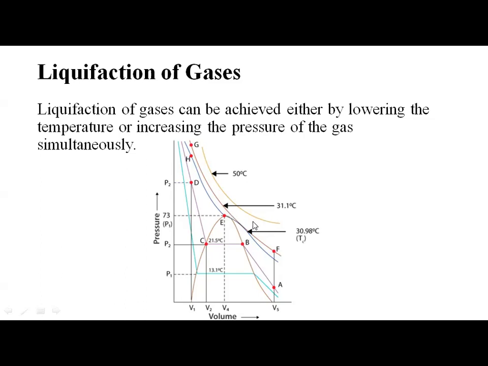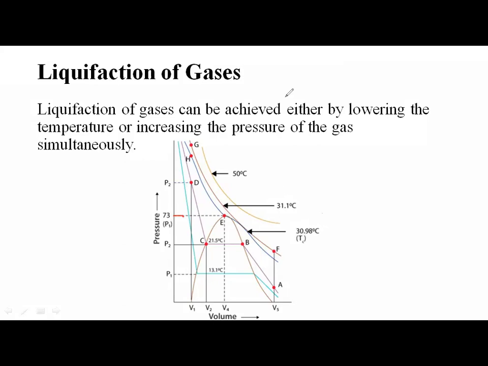Observe this graph, what I have shown. It is shown for carbon dioxide. Carbon dioxide is in gaseous state up to a pressure of, say, 73 atmosphere. Up to this temperature and pressure, carbon dioxide exists in gaseous state. And at what temperature? At the temperature of this curve, it is 30.98. So the pressure 73 atmosphere is called critical pressure, and temperature 30.98 is called critical temperature.